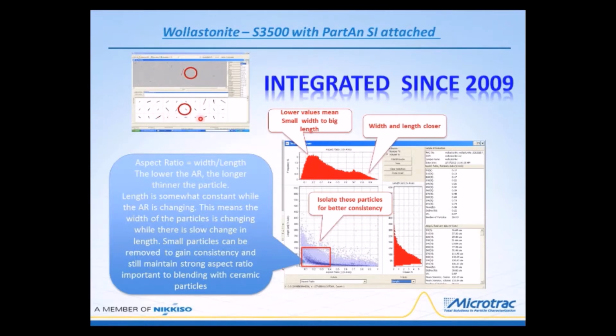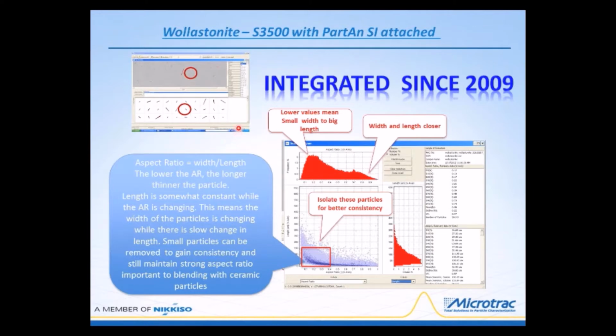And we can see there are lots of needles. Now, I can't show you all the particles because there are on the order of around 600,000 particles that have been measured throughout this measurement. So we're getting a really, really good look at the shape information.